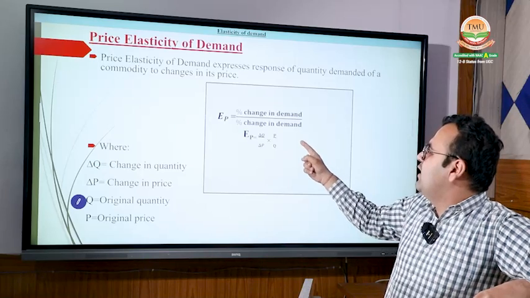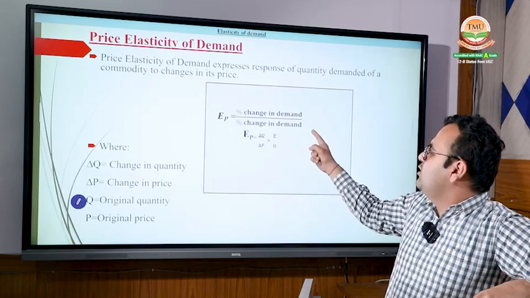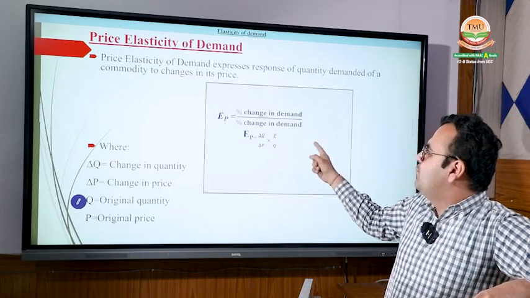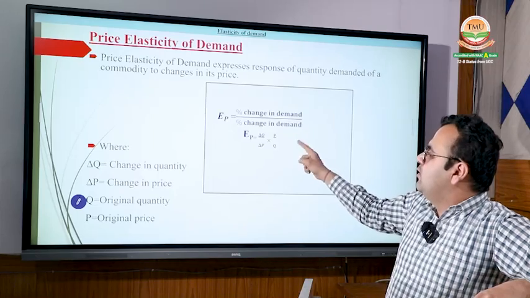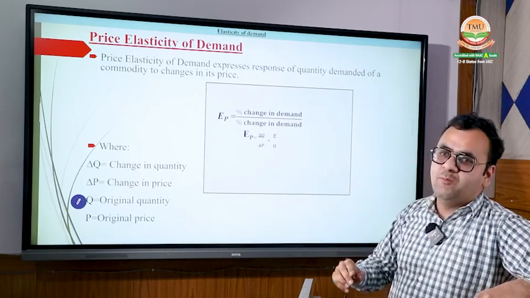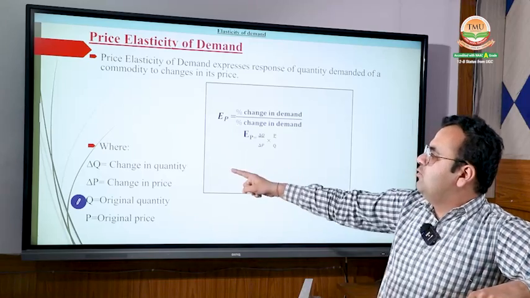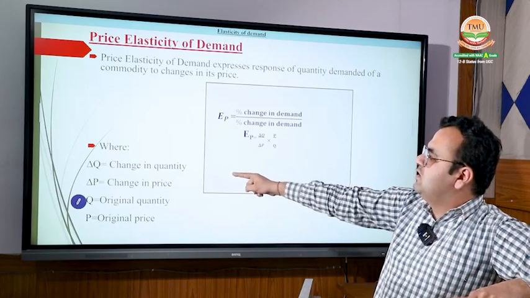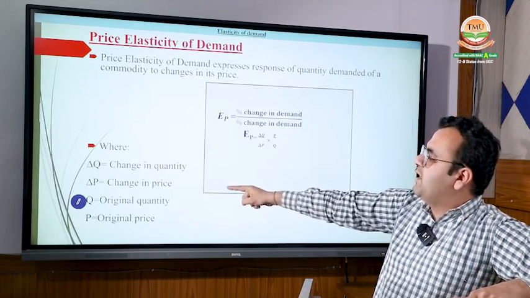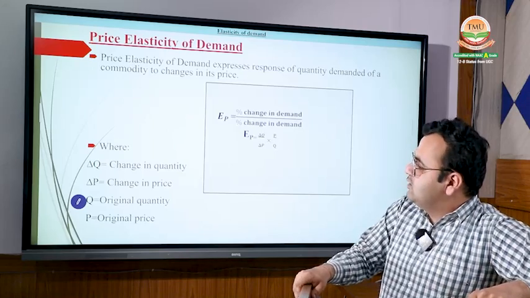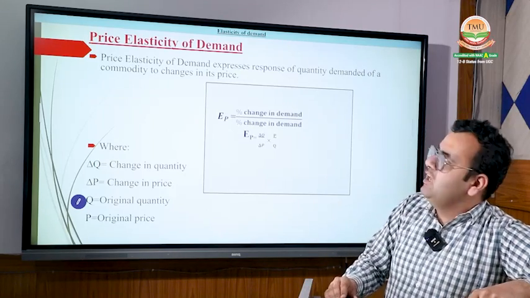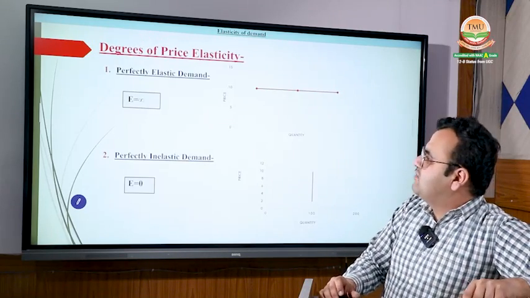The percentage formula is percentage change in demand upon percentage change in price. The delta formula is delta Q upon delta P into P upon Q. Through this, we can also find out the price elasticity of demand, where delta Q refers to the change in quantity, delta P refers to the change in price, Q refers to the original quantity, and P refers to the original price.